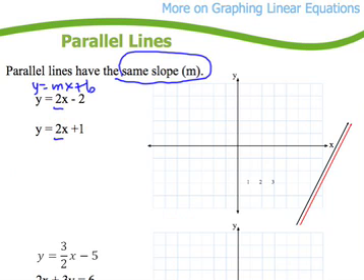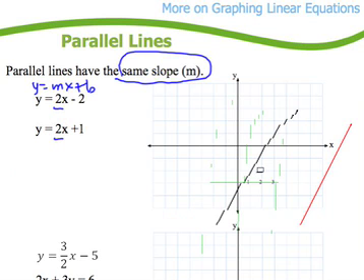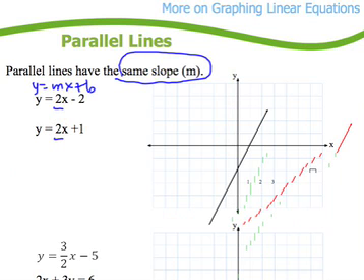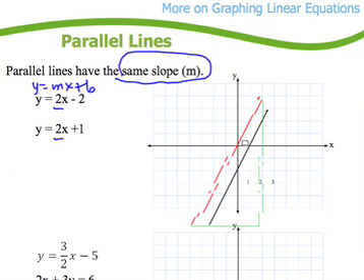Let's just graph them. The y-intercept's -2, right there-ish, and then rise 2, run 1, rise 2, run 1. So that is that line. This line is going to be parallel to that one, but in this case, the y-intercept's at +1. Rise 2, run 1, rise 2, run 1, etc. So here I have two parallel lines.